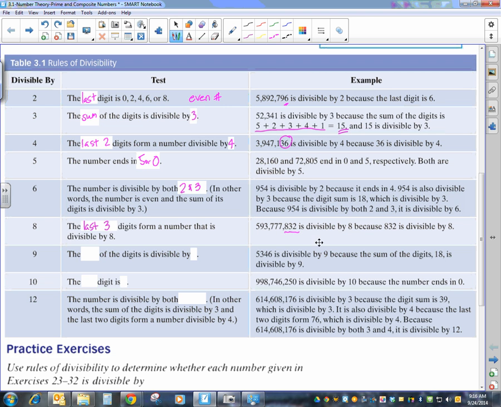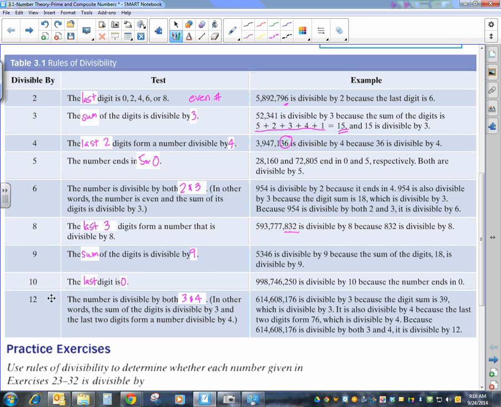832 would be all you would need to know if 8 goes into 832, and it does. Okay, so that's something you can use again, use your calculator. 9 is similar to 3, and that is the sum of the digits has to be divisible by 9. 10 is the last digit has to be a 0. So if it ends in 0, it's divisible by 10. And lastly, we have 12, and that is if the number is divisible by 3 and 4. Okay, again, 3 times 4 is 12, so if they go into both of them.